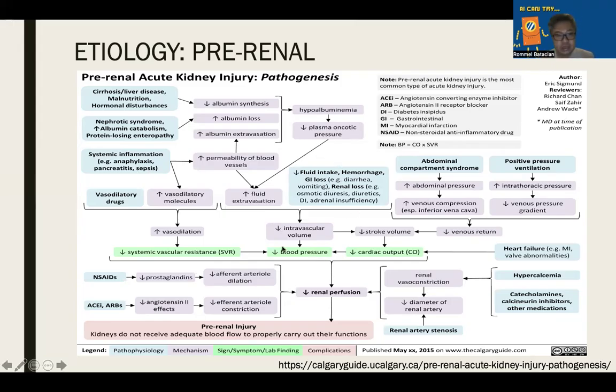GI losses, it's the same. There's also decrease in intravascular volume. Excessive mechanical ventilation is also part of the pre-renal. Again, too strong settings of the mechanical ventilator also lead to decreased venous return, lowering down the stroke volume and the cardiac output. Heart failure as well directly lowers down cardiac output because of poor contractility. But in the end, all of them would lead to a decreased renal perfusion, leading to a pre-renal injury.